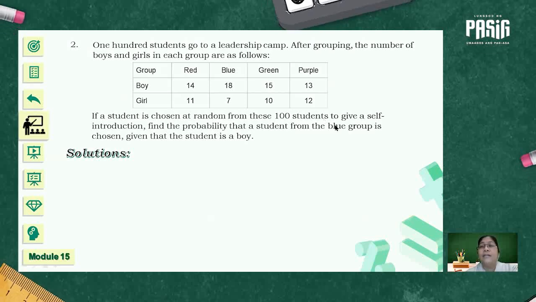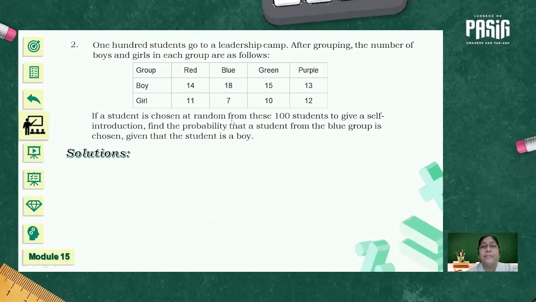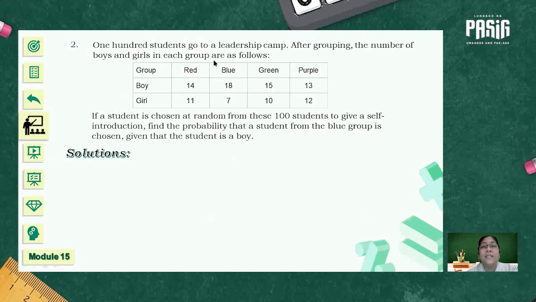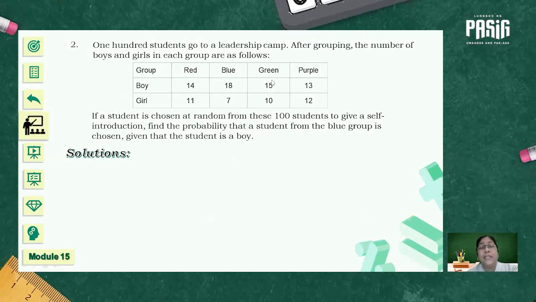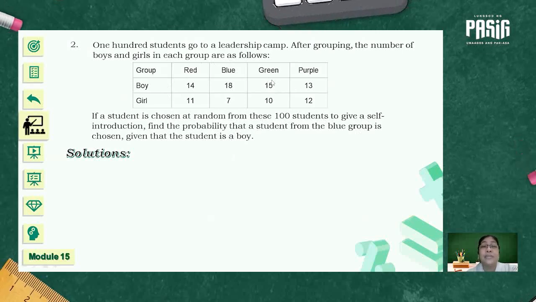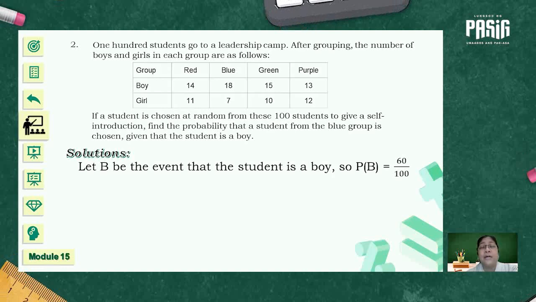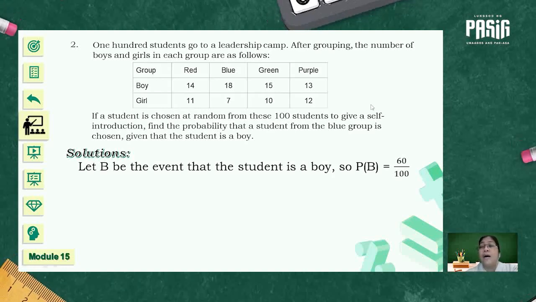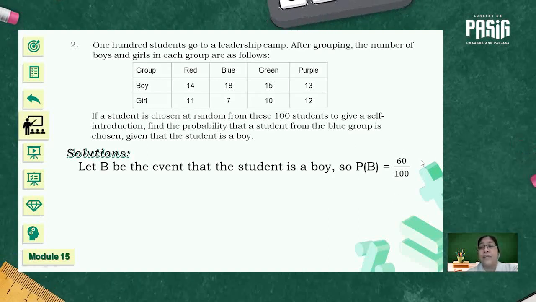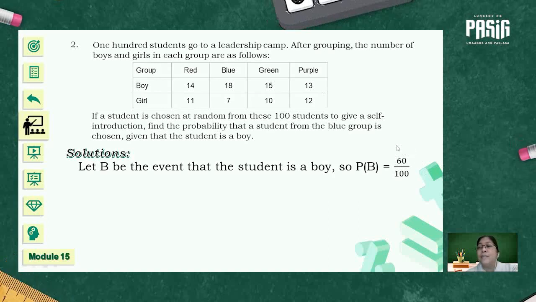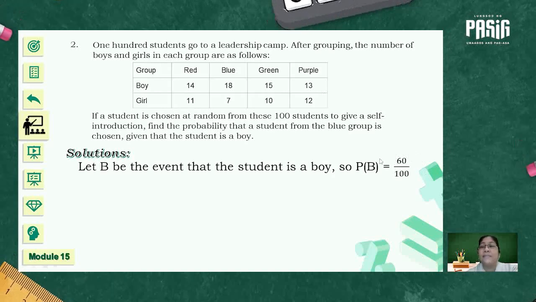And these are the blue group and the boy. And since we have a two-way table, we can simply identify their intersection. Therefore, let B be the event if the student is a boy. So the probability of B is equal to 60/100. But where did we get 60?